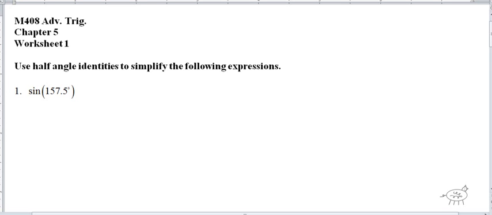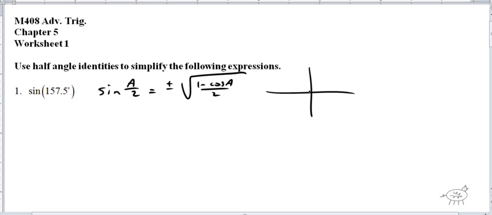The first problem here, really with all the problems, you know they're half angle because it's pretty obvious. You see 157.5. There's certainly no sum difference you're going to do with this problem. So we're going to do half angle. Let's start out with writing out the formulas. Sine of a over 2 equals plus or minus the square root of 1 minus cosine of a over 2.